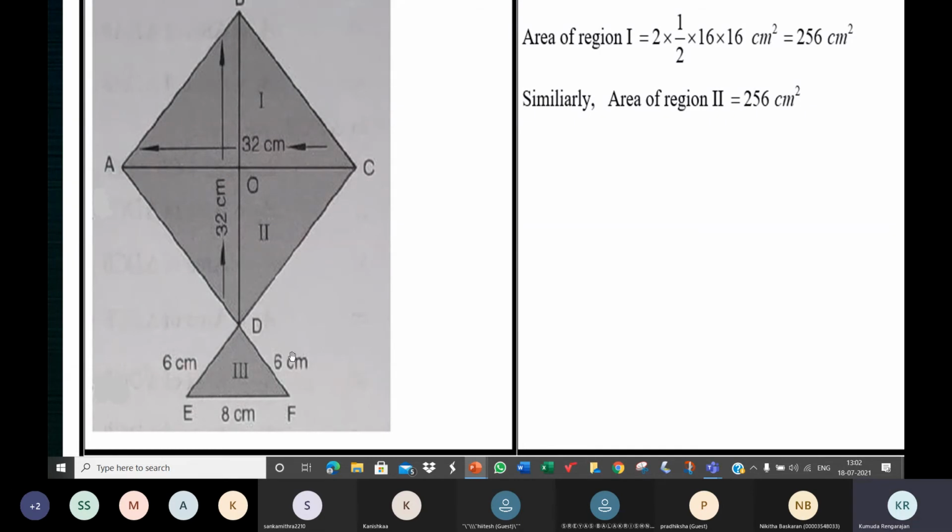What about the area of this isosceles triangle? You need to find it using Heron's formula. Find the area of this triangle using Heron's formula.